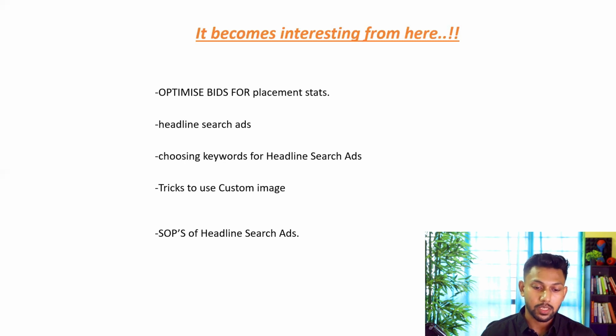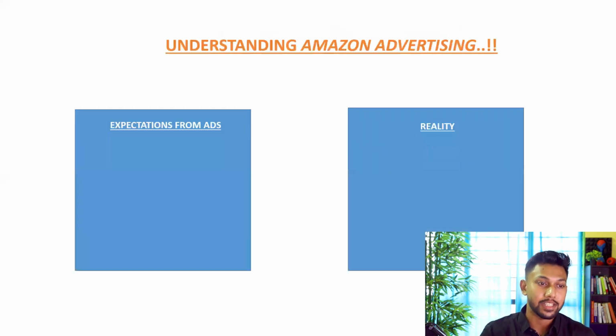Now in page number 6, it should be understanding Amazon advertising. Open that page. There should be 2 boxes. The first box should say expectations for ads. The second box should say reality. So I want you to take out the pen and below the expectation for ads, write down: it's a magic switch. Maximum sellers think it is a magic switch.